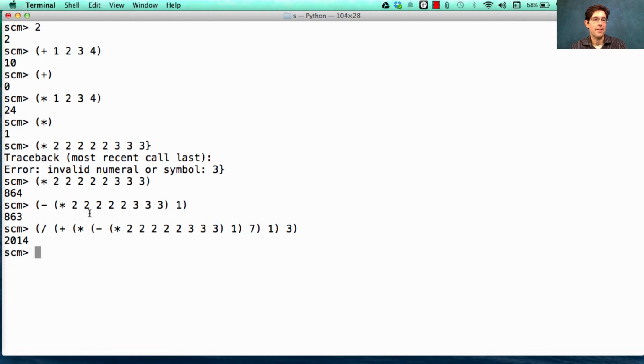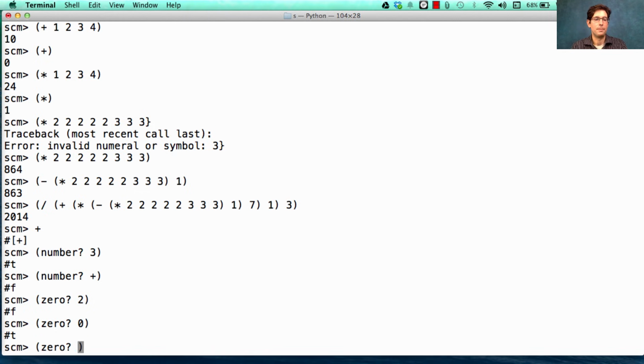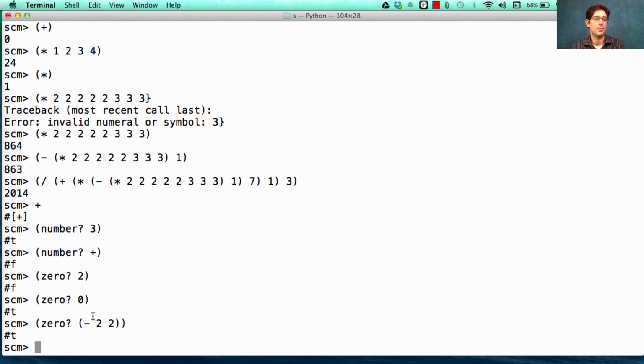In addition to these arithmetic procedures that are built in, such as plus, there are also various other procedures built in. I can ask whether something's a number. 3 is a number, plus is not a number. I can ask whether some number is 0. 2 is not 0, which is why we get false. But 0 is 0, which is why we get true. So if I actually subtracted 2 from 2, I would end up with 0, which is true.